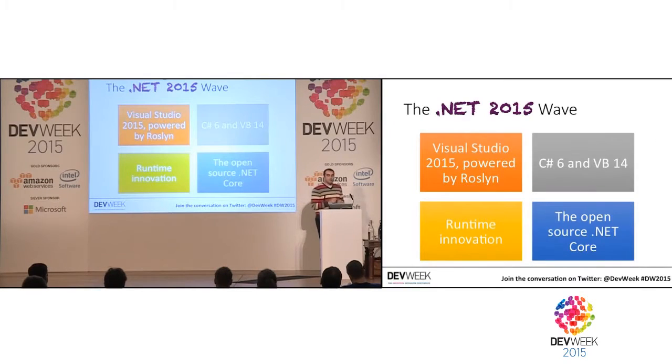So just to put things into context, Visual Studio 2015 is part of the so-called .NET 2015 release wave. Now, there is really no such thing as .NET 2015. There isn't a version of the .NET framework called .NET 2015, but that's sort of the umbrella under which Microsoft have chosen to put this whole release wave. So under this release umbrella, we have Visual Studio 2015, which is, for the first time, powered by the new generation of C# and VB compilers, which is the Roslyn compiler platform.